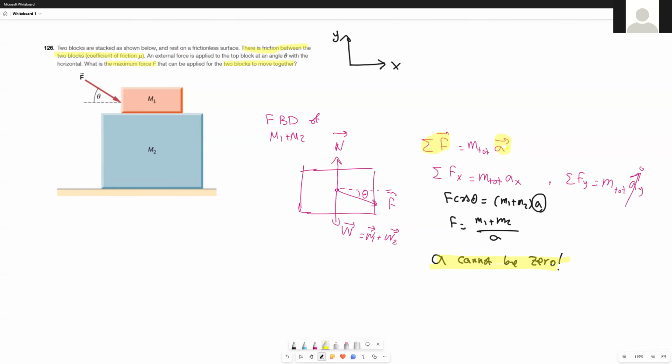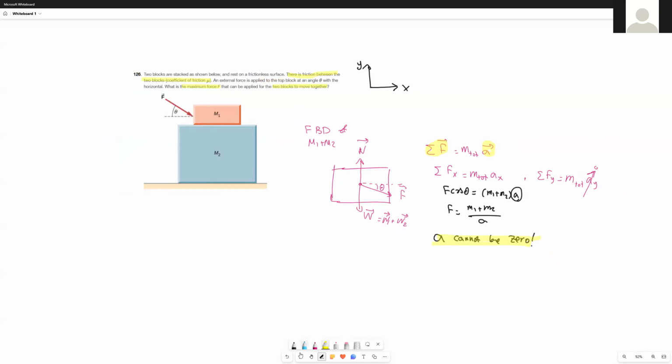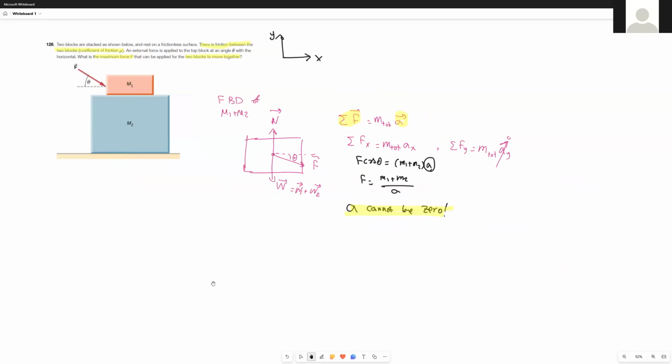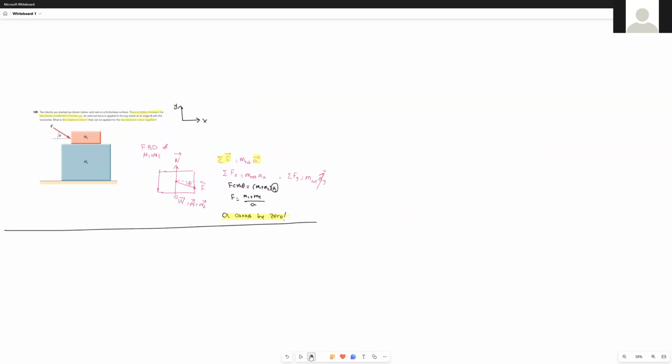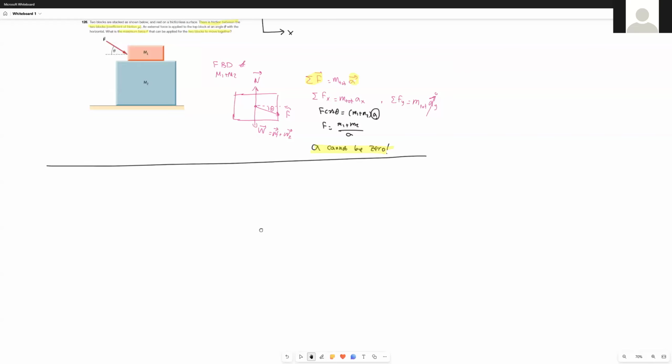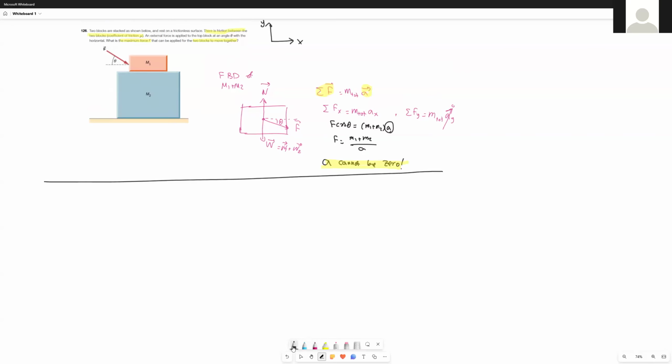Okay, now what are we going to do next? We're going to take a look at the free body diagram of each of them individually. I'm going to draw the free body diagram of M1. On M1, there is F. This is angle theta, and for all of them, I'm going to consider X to be to the right, positive, Y to be upward.